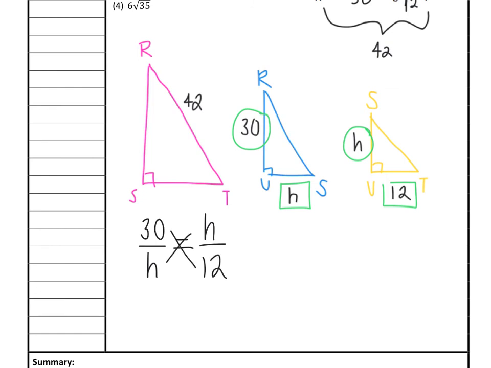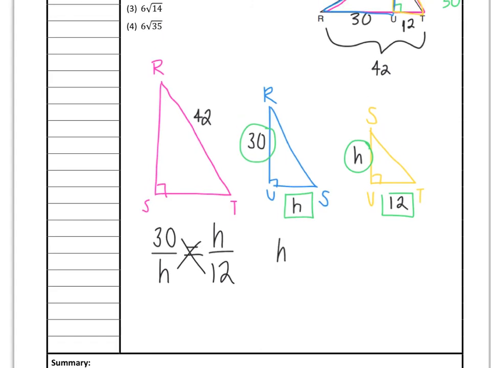From here I'm going to go ahead and cross multiply. So H times H gives us H squared. Ooh, what happened there? H squared, let's try that again. 30 times 12 is actually going to give us 360, I believe, yeah.